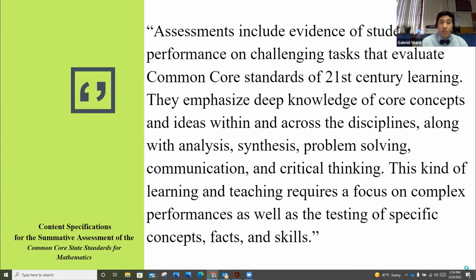Something I really want to point out is that even though the Smarter Balanced Assessment focuses on skills, it really tries to bring everything together. So that last sentence: this kind of learning and teaching requires a focus on complex performances, as well as the testing of specific concepts, facts, and skills.